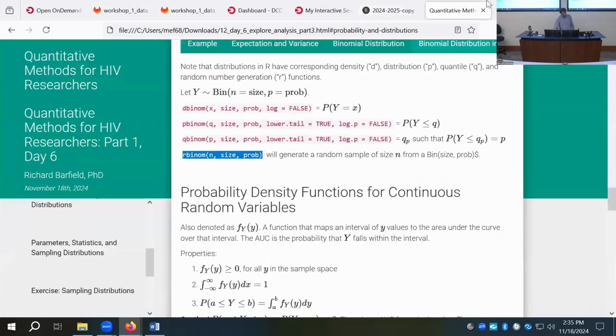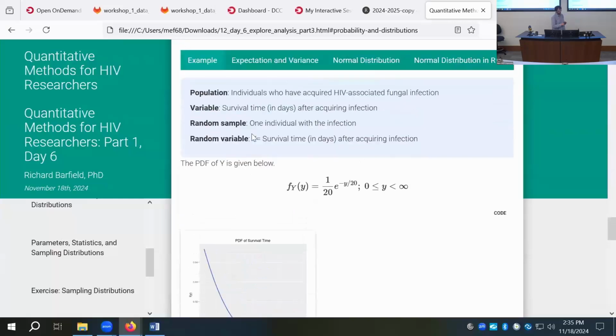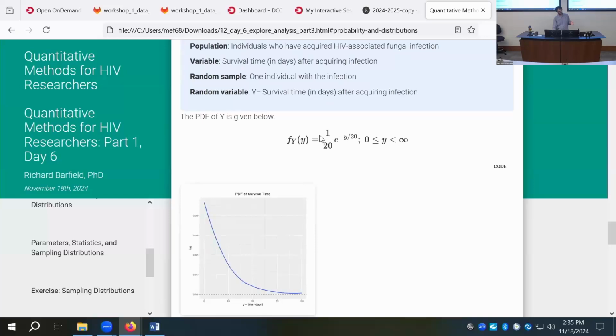So next up, we talked about these examples. We're going to look at survival time and some random variables. So the PDF, the probability density function of survival time in days, is this function: 1/20 e, e being the exponential, to the negative y divided by 20, and y can be anywhere between 0 and infinity, right? In terms of survival, someone could survive 0 days, or they could survive hypothetically to infinity, right?